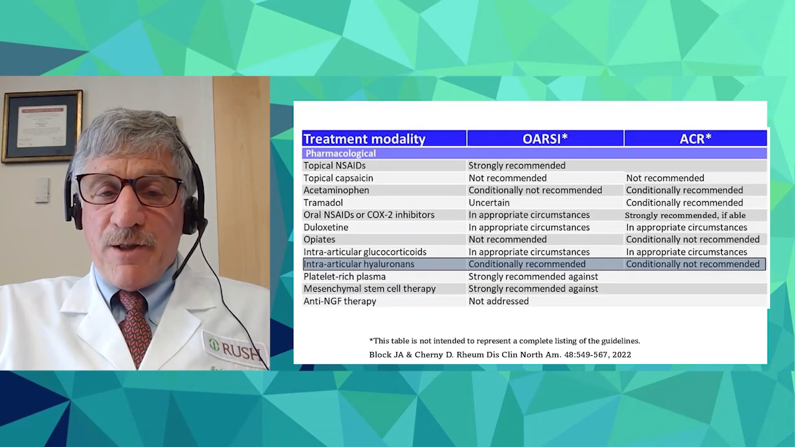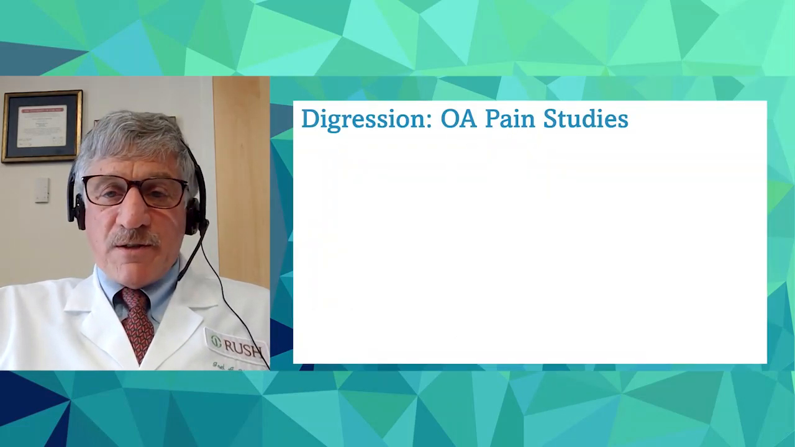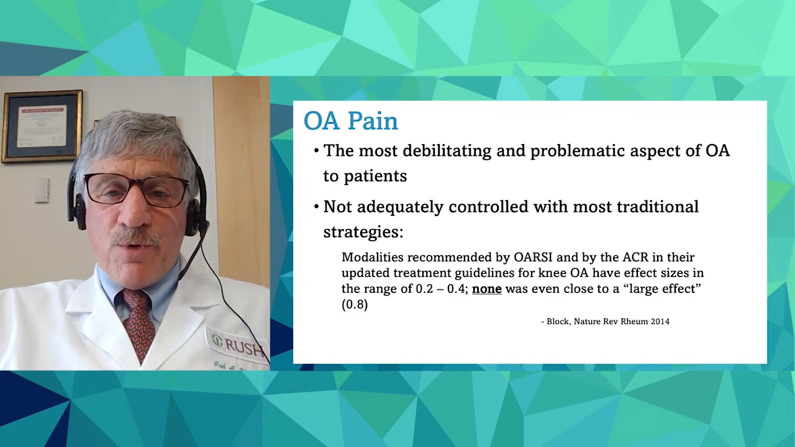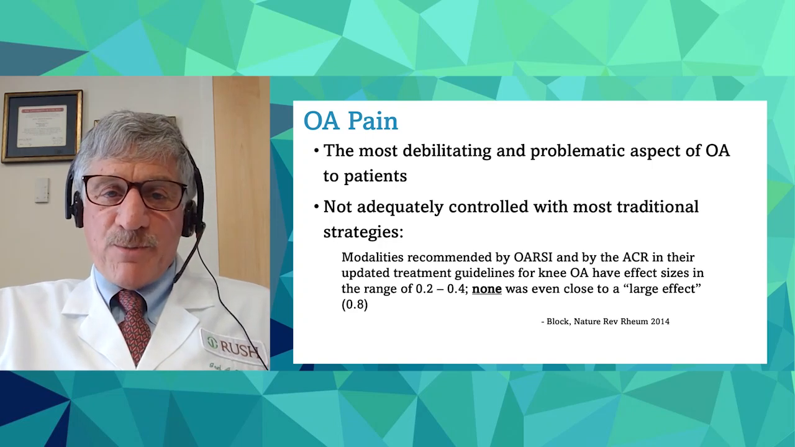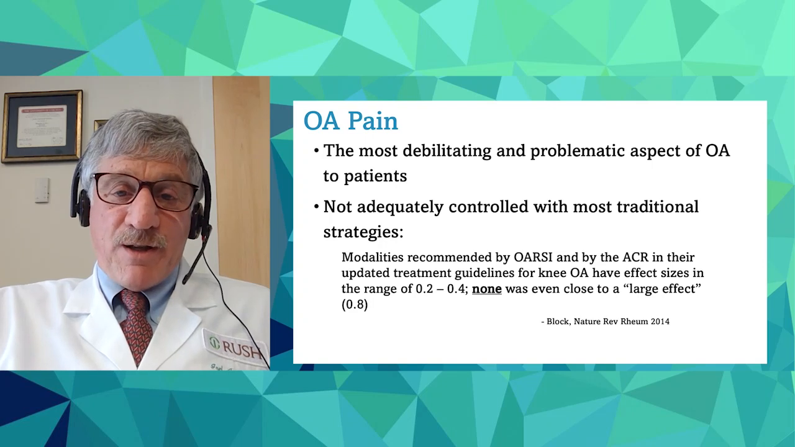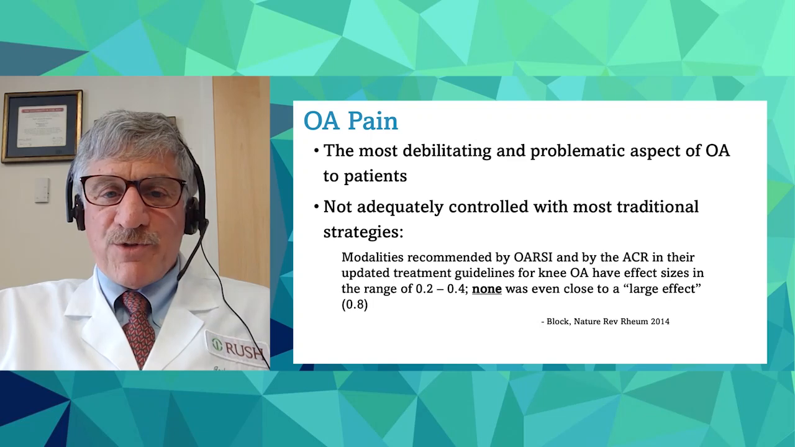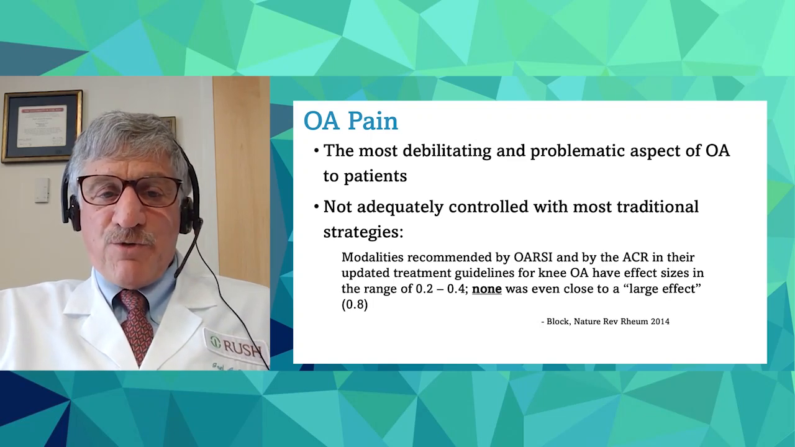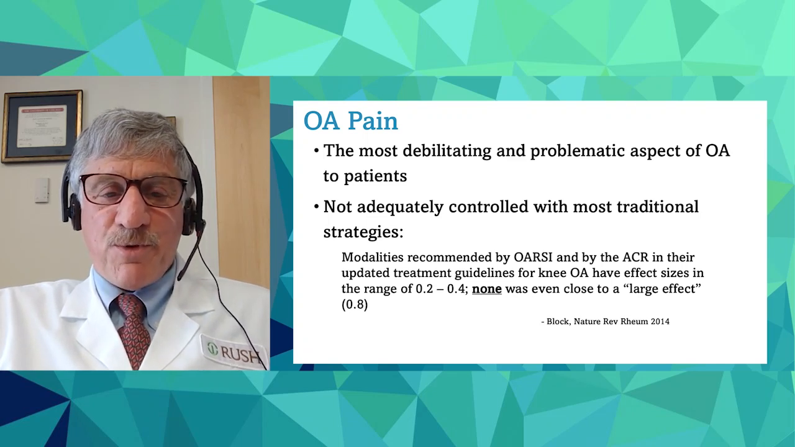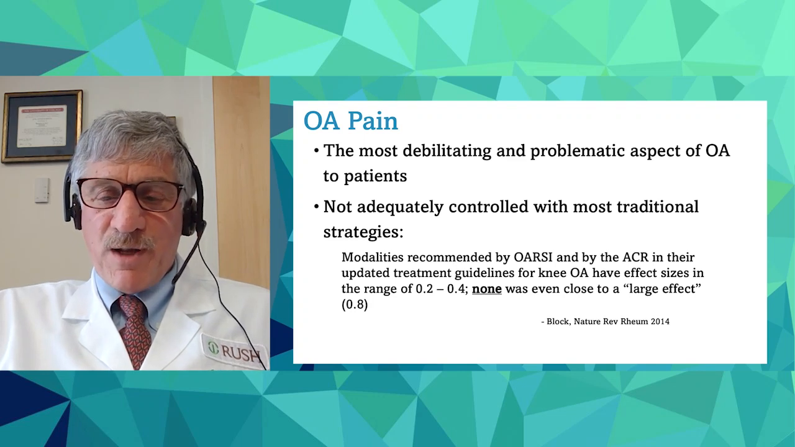Okay, intra-articular hyaluronic acid remains very controversial. And in order to understand why that is, I need to digress for a few minutes to talk about OA pain studies in general. It's really important to remember, first of all, as you know, OA pain is the most debilitating and problematic aspect of OA to our patients, and it's not adequately controlled with our traditional strategies. If you look at all of the modalities recommended by OARSI and by the ACR in their updated treatment guidelines for knee OA, they all have effect sizes in the range of 0.2 to 0.4. Not a single one of our treatments is even close to a so-called large effect of 0.8.